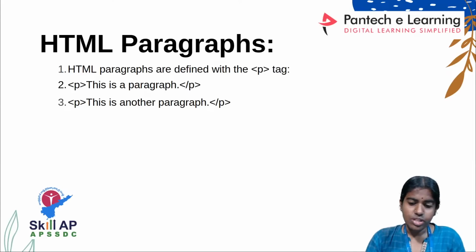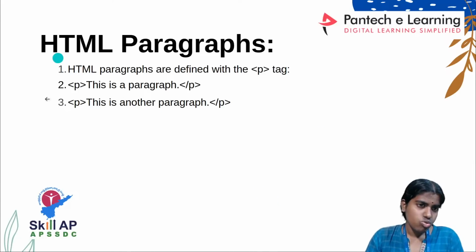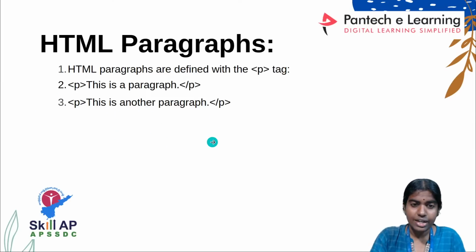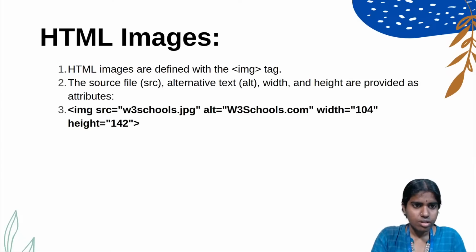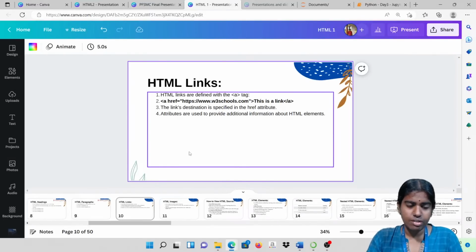And I can go for this paragraph tag. You can see here, it's enclosed within angular brackets. I am having the starting p tag and the ending p tag. So this is how it looks like. Paragraphs are defined with the p tag. So it is having the starting p tag and then the closing p tag. Clear with this?